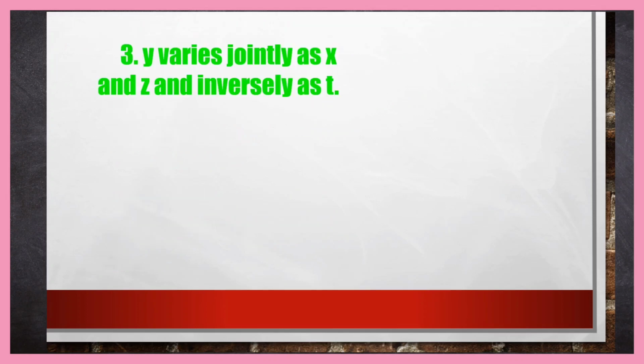Next, for number 3, we have Y varies jointly as X and Z and inversely as T. This is the combination of joint variation and inverse variation. So the mathematical equation is Y equals KXZ all over T.